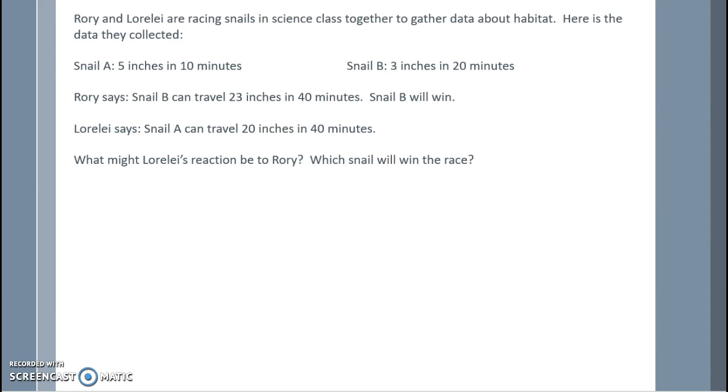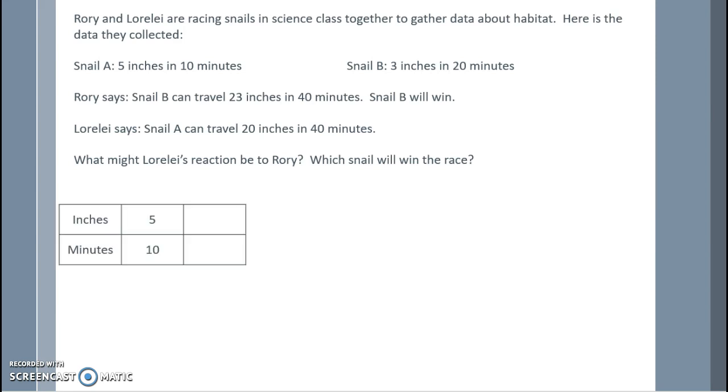What might Lorelei's reaction be to Rory, and which snail will actually win the race? Let's look at snail A first. Its ratio is 5 inches to 10 minutes. We're particularly interested in both situations, how far they can travel in 40 minutes. Well, 10 times 4 gives me 40, so 4 times 5 is 20. So snail A can travel 20 inches in 40 minutes.